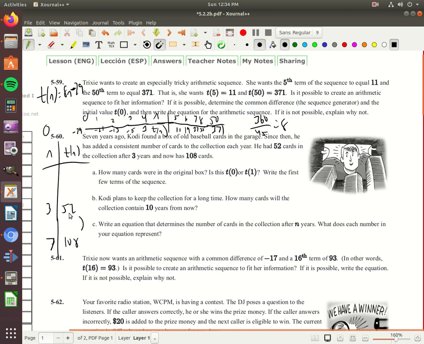Well, let's go ahead and figure this out here. There's 56 cards that have been added over the last 4 years. So if I divide 56 by 4, I'm going to get 14. It looks like he's adding 14 cards a year.